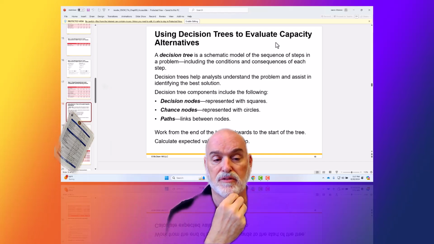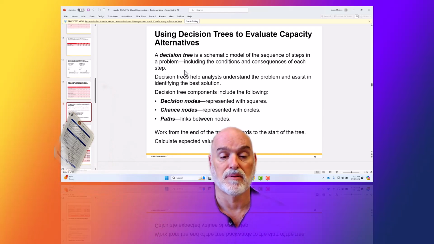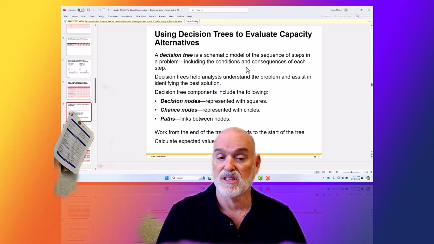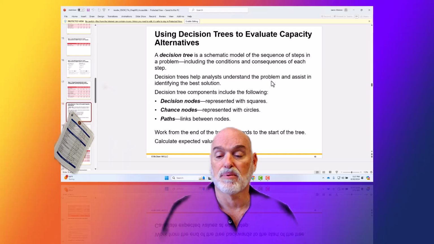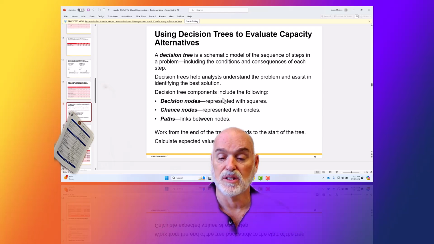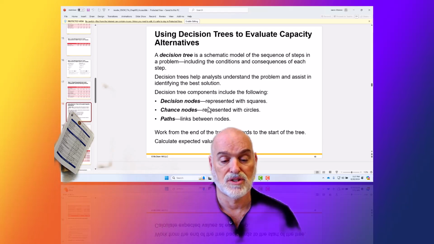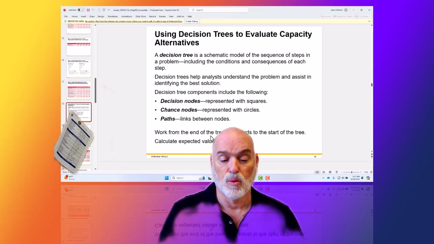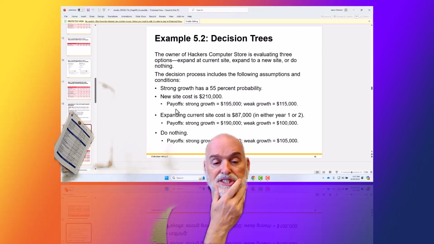If we use a decision tree to evaluate capacity alternatives, it's basically a schematic model of the sequence of steps in a problem, including the conditions and consequences of each step that you take. Why do we use them? Well, decision trees help analysts understand the problem and assist identifying the best solution. Decision tree components include the following. You have decision nodes, represented with squares, chance nodes, represented with circles, and the paths that link the nodes. Work from the end of the tree backwards to the start of the tree and calculate expected values at each step. So we take a look at a decision tree.